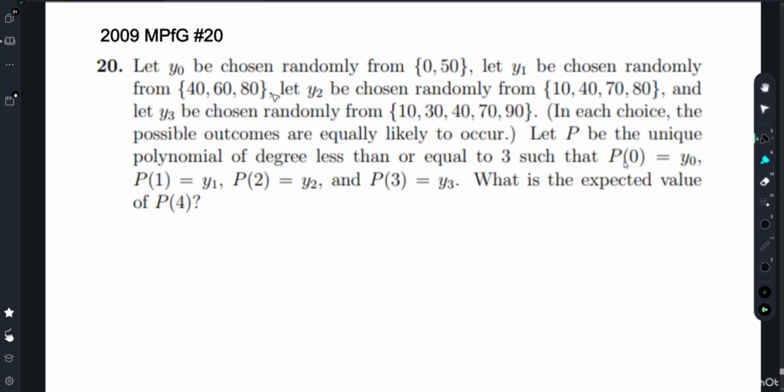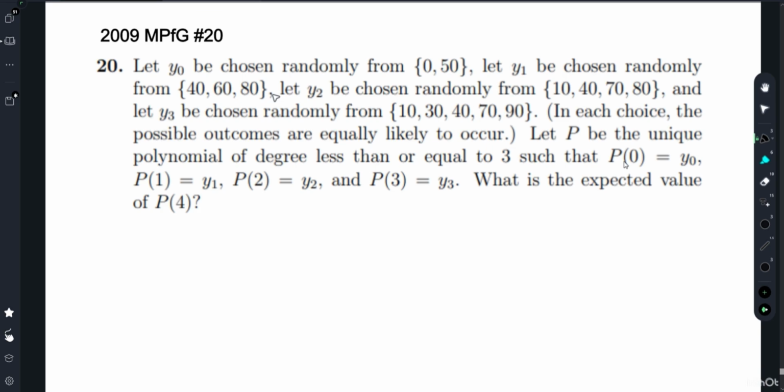Hello guys, today on the 2009 Mathematics Girls problem 20. Let y0 be chosen randomly from the set 0, 50. Let y1 be chosen randomly from the set 40, 60, 80. Let y2 be chosen randomly from the set 10, 40, 70, 80. And let y3 be chosen randomly from the set 10, 30, 40, 70, 90. In each choice, the possible outcomes are equally likely to occur.